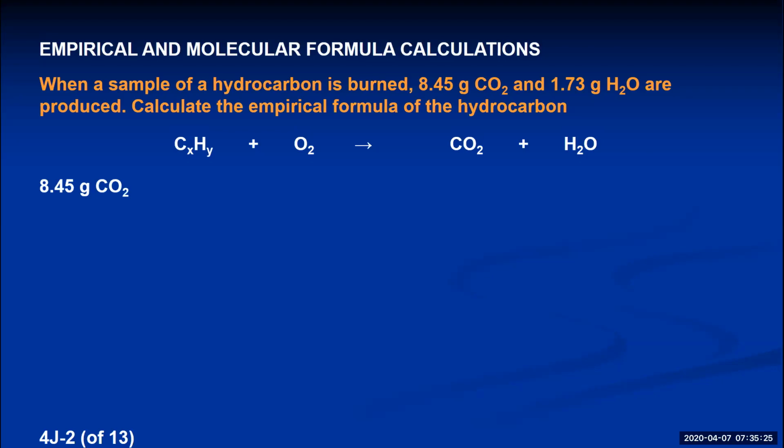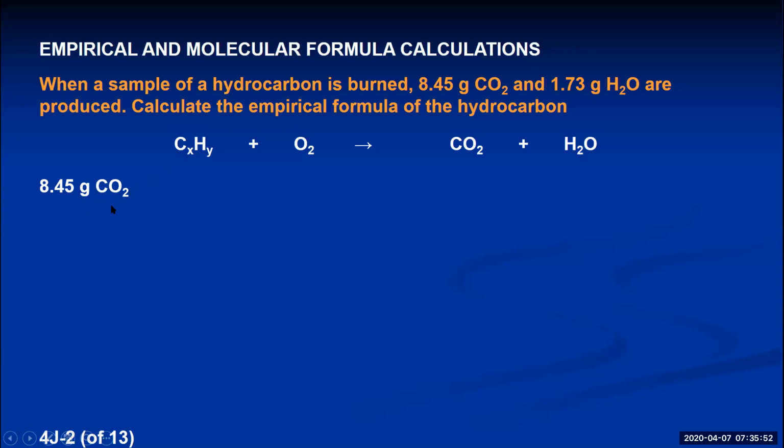If we know 8.45 grams of carbon dioxide was produced, we can figure out how much carbon must have been produced, and that's therefore going to equal the amount of carbon in our original compound. Why is that the case? Because the carbon in our original compound only went into the carbon dioxide. The amount of carbon in the CO2 has to exactly equal the amount of carbon in the original unknown hydrocarbon.